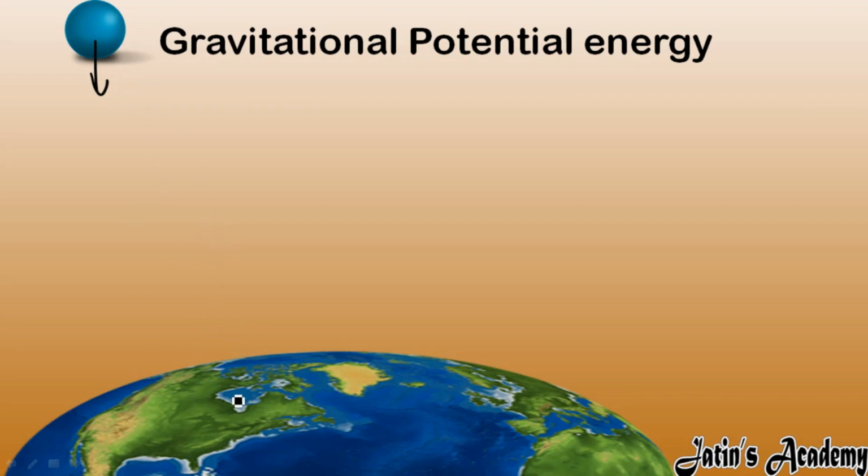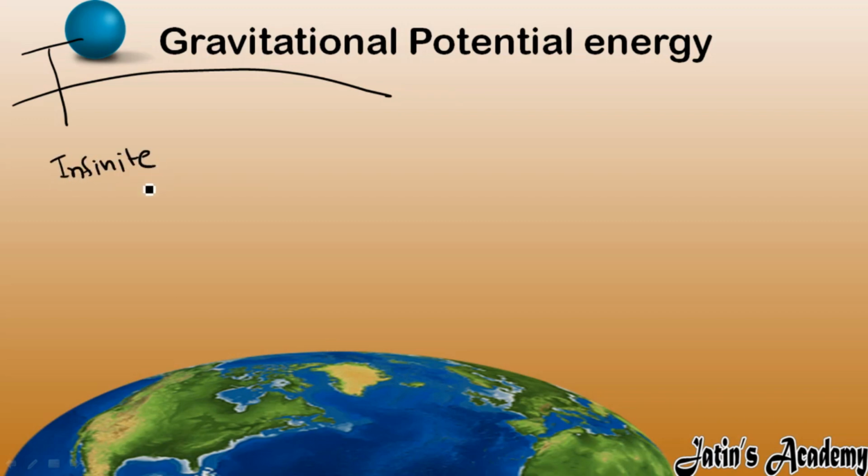So here the earth is attracting this ball, but there is some distance beyond which the earth's gravitational field does not exist. After this, the earth is not able to attract the body toward itself. That distance from the earth at which the gravitational energy or gravitational force by the earth is zero is called infinite distance. Okay, this is called infinity distance or infinite distance.